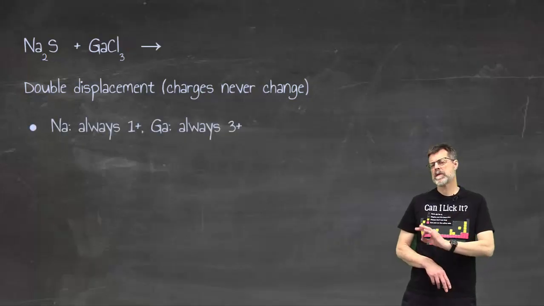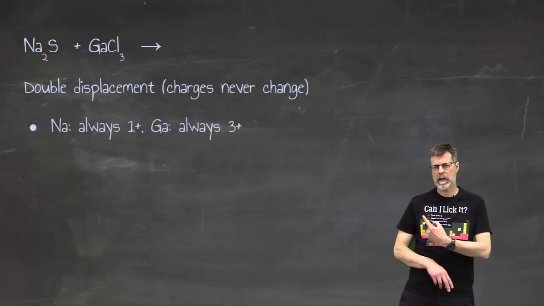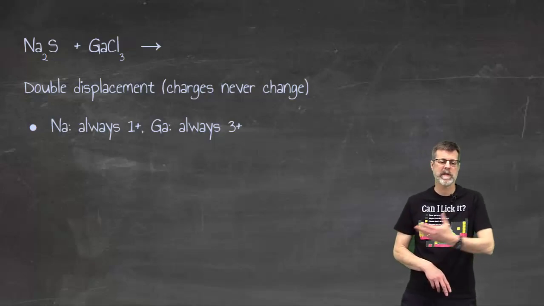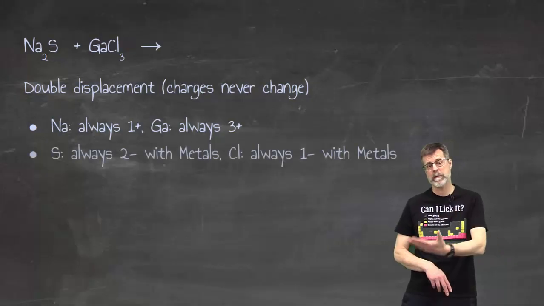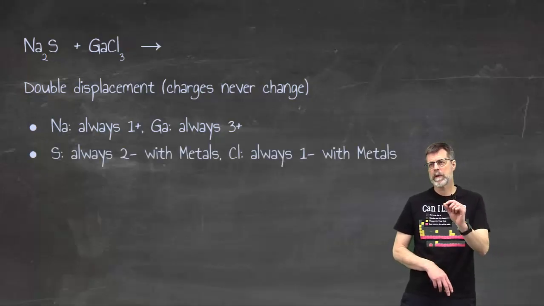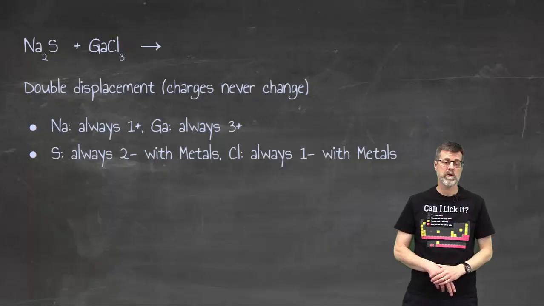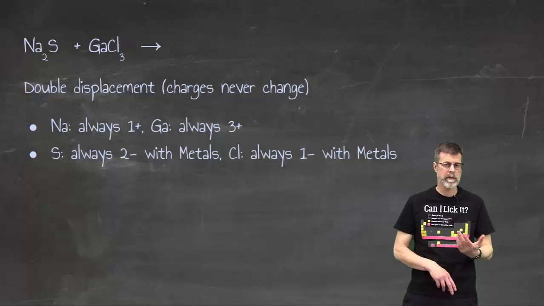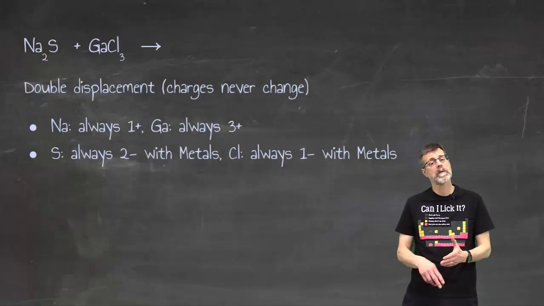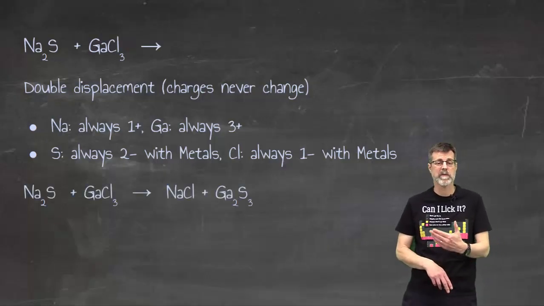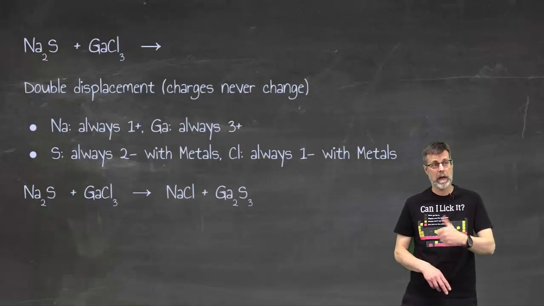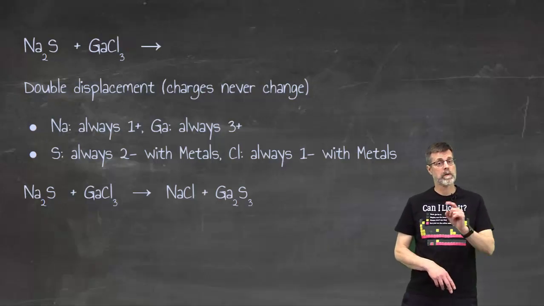Now, one thing about double displacement reactions that should be mentioned, and I have it up here, is that the charges do not change. Here it wouldn't matter because sodium is always +1, gallium is always +3. But in other ones, we're going to have to remember that the charges do not change. Anyway, carrying on. Sulfur, -2 with metals, chlorine, -1 with metals. Okay, so when I put them together with their new partners, they're going to form different ratios of atoms. That's okay because A, that's what the ratio is, so total positive charge equals total negative charge, nomenclature.